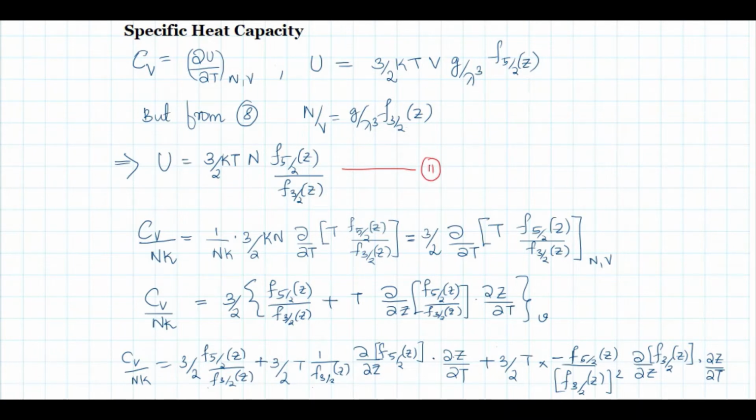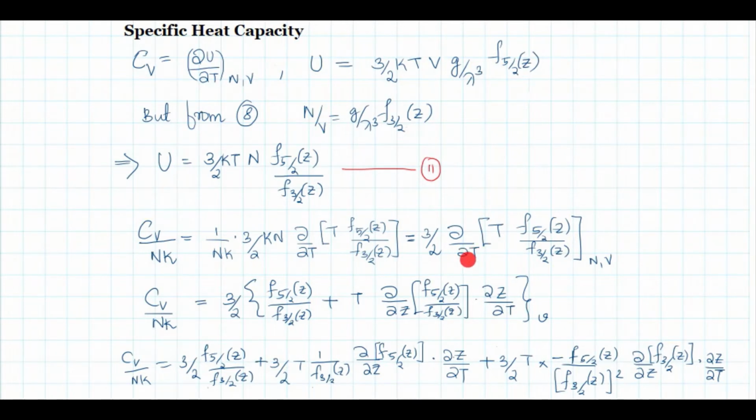Use this U in order to find Cv. Cv by Nk is 1 by Nk into 3 by 2 Nk. These are constants. Then dou by dou T of T into f5 by 2 divided by f3 by 2. So this is 3 by 2 into Nk, and Nk will cancel. Dou by dou T of T into f5 by 2 by f3 by 2 at constant N and V. So Cv by Nk equals 3 by 2 into, first you take the derivative of T keeping this constant, that will give you the first term. Then take T as constant and take the derivative of this term.